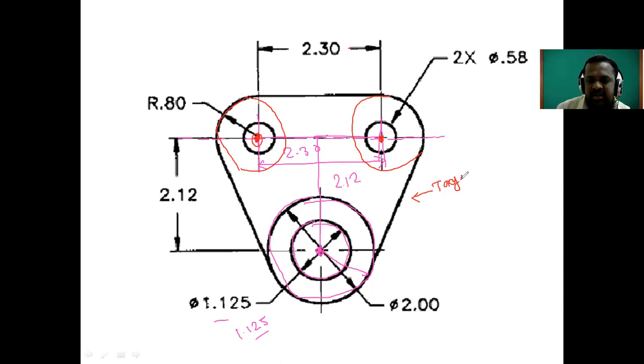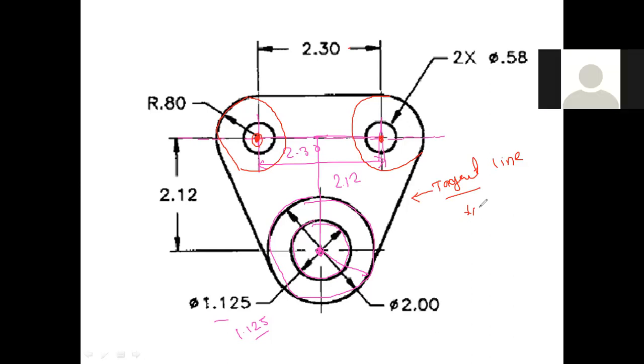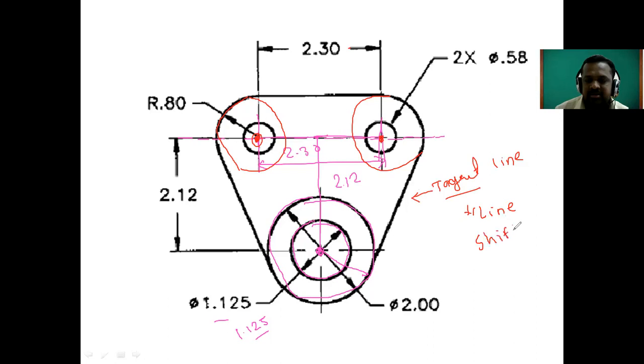Then tell me how to draw the tangent line. What is the procedure for tangent line? How to draw the tangent line? Line command. Okay. Line. Press shift. Shift, right click. Then select tangent. Okay. Good. Tangent. In this way, we have to draw this figure with the help of that.